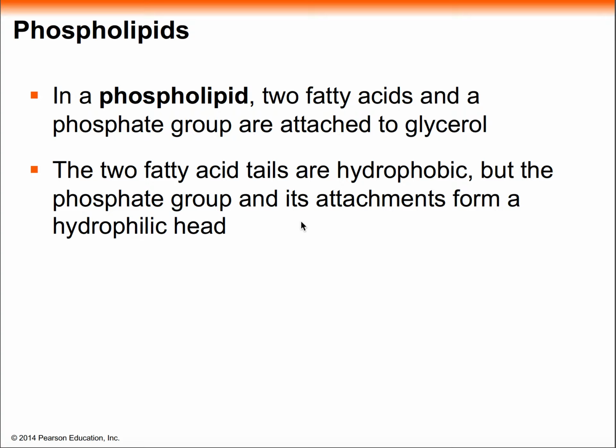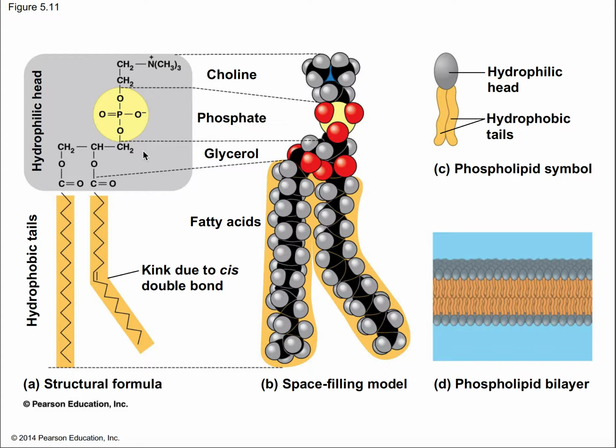The two fatty acid tails are hydrophobic. We know that they're hydrocarbons, they're hydrophobic. But the phosphate group makes it hydrophilic. So here on the left, one of the fatty acid chains has a double bond. You can see they draw it with a little kick out because it causes a kink there. And we have this PO4 group, this phosphorus group, which is here. And then we have the glycerol molecule, and then we have our fatty acid chains.